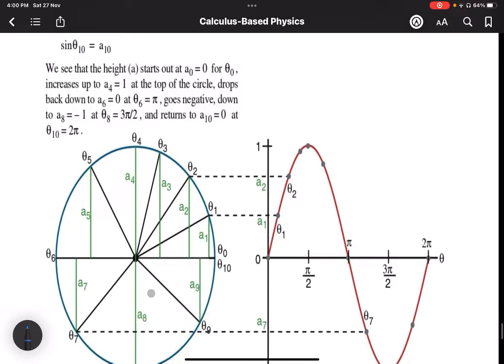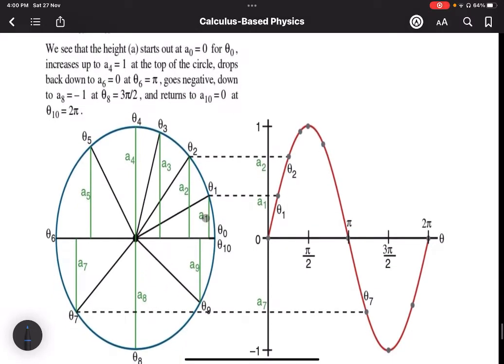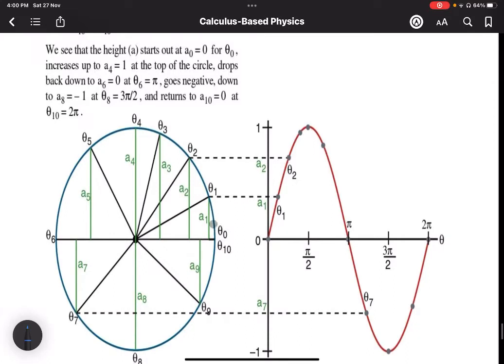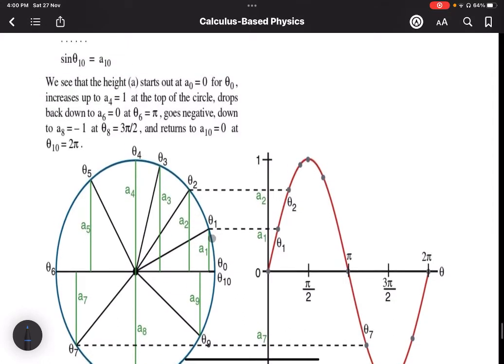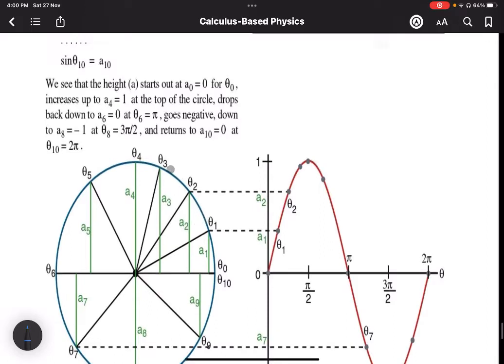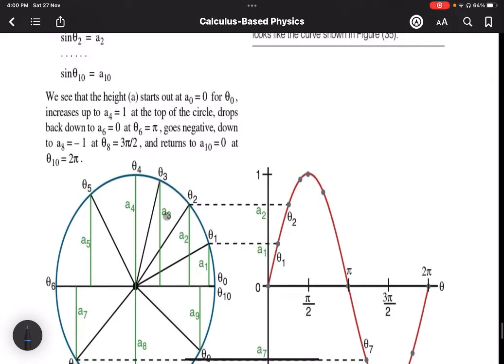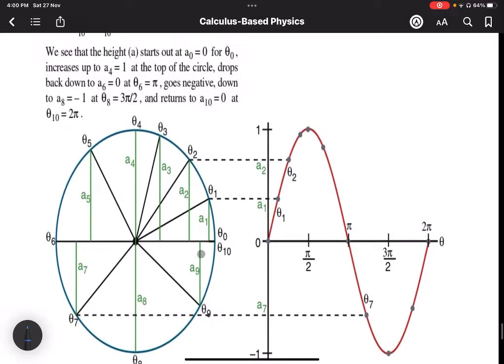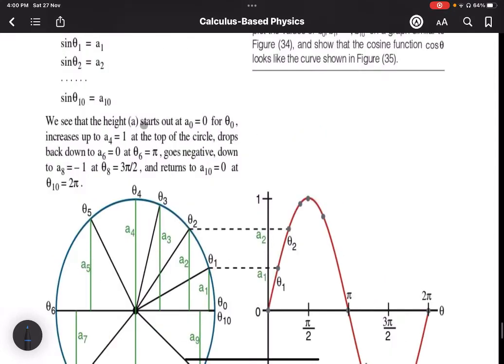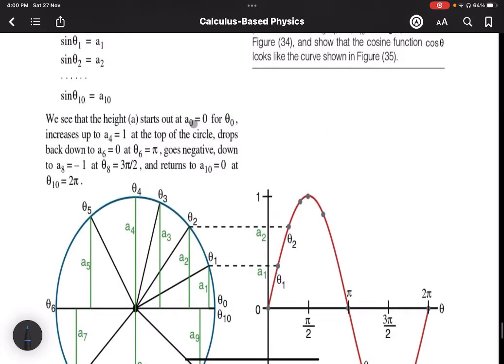No? So, let's look at the graph. A1, ito yung ating first region. No? So, ito yung region para sa A1. Ito naman yung region para sa A2. Ito yung region para sa A3. So on and so forth hanggang theta or angle 10. We see that the height A starts out at A0 equals 0.